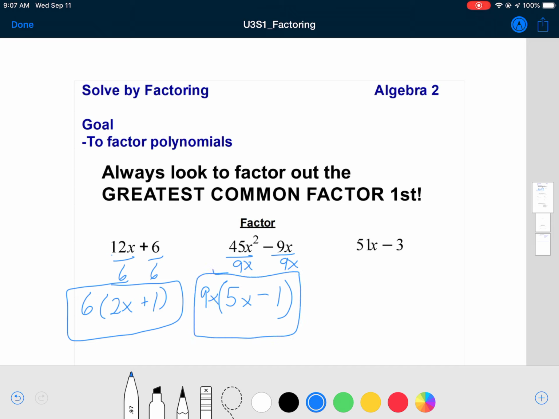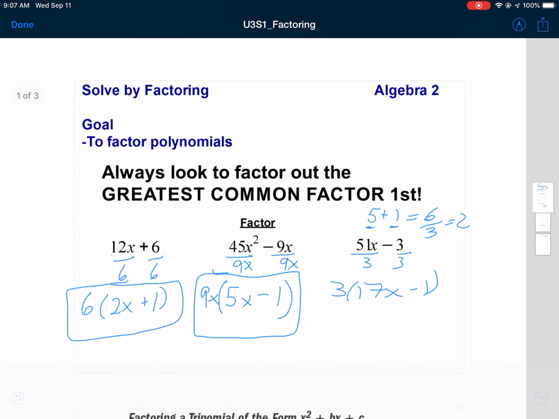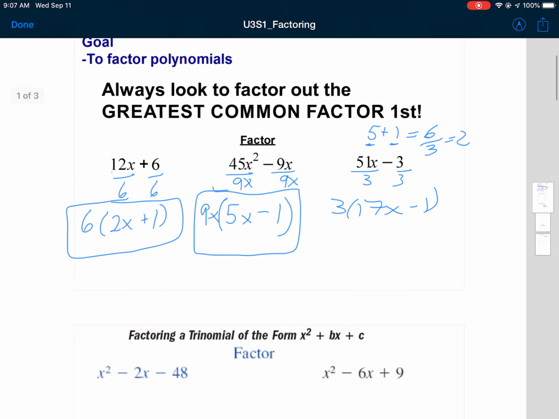Okay, 51x minus 3. They're both divisible by 3. I know 51 doesn't seem like it, but if you add 5 plus 1, the digits of 51, and I get 6, since that number is divisible by 3, so is the number 51. So I get 3 times 17x minus 1. Now, you don't always get plus 1 or minus 1. That just happens to be coincidence. But always look for the greatest common factor.